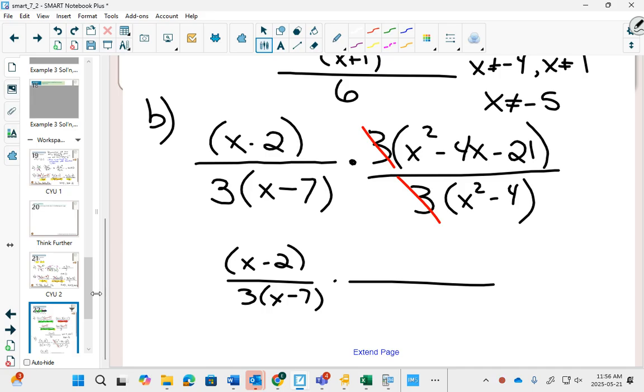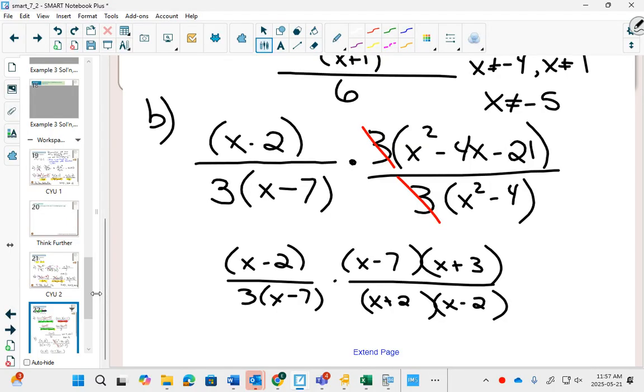Multiply by. And then here, if this can be factored, it would be 2 things. And x squared minus 4 is the difference of squares. It can be 2 things. So fill those numbers in. Did you get x plus 2, x minus 2 for the difference of squares? And did you get x minus 7 and x plus 3 for the other one?